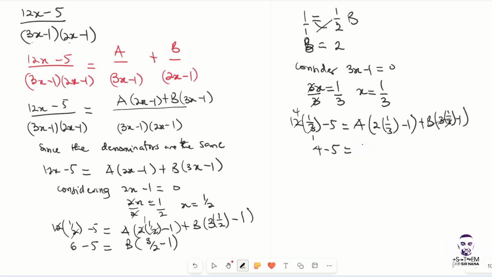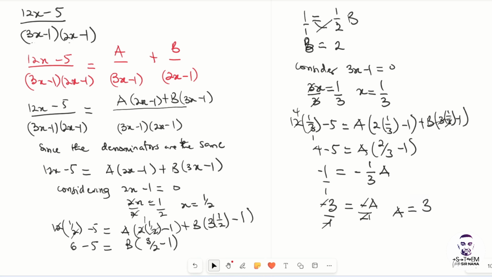A part becomes a multiplying 2 over 3 minus 1, right? So it means that we will have negative 1 to be equal to 2 over 3 minus 1 becomes negative 1 over 3a. Then when we cross multiply, we have negative 3 is equal to negative a. Then we divide both sides by negative 1, right? So that implies that you are going to have a to be equal to 3.